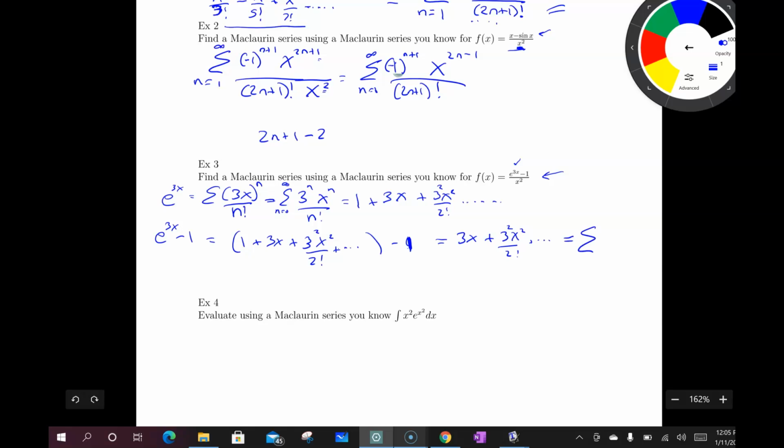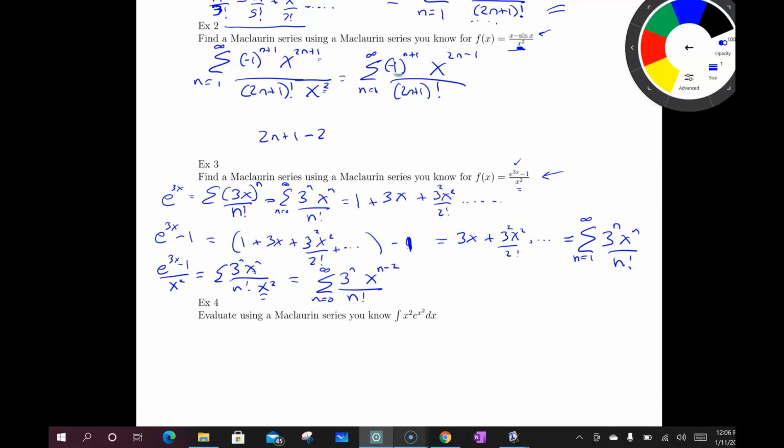Okay, so if I wanted to write this one as a sum, I could start this sum at 1. So 3 to the n, x to the n over n factorial. Then let's finish off by dividing through by x squared. So e to the 3x minus 1 divided by x squared, 3 to the n x to the n over n factorial, and then put this x squared in the denominator. So let's join these x's together. So that would be x to the n minus 2.